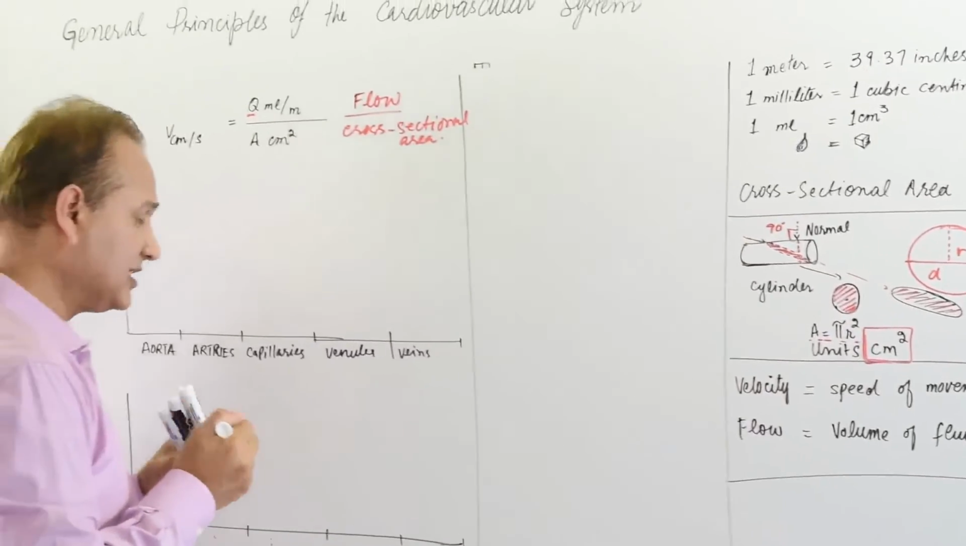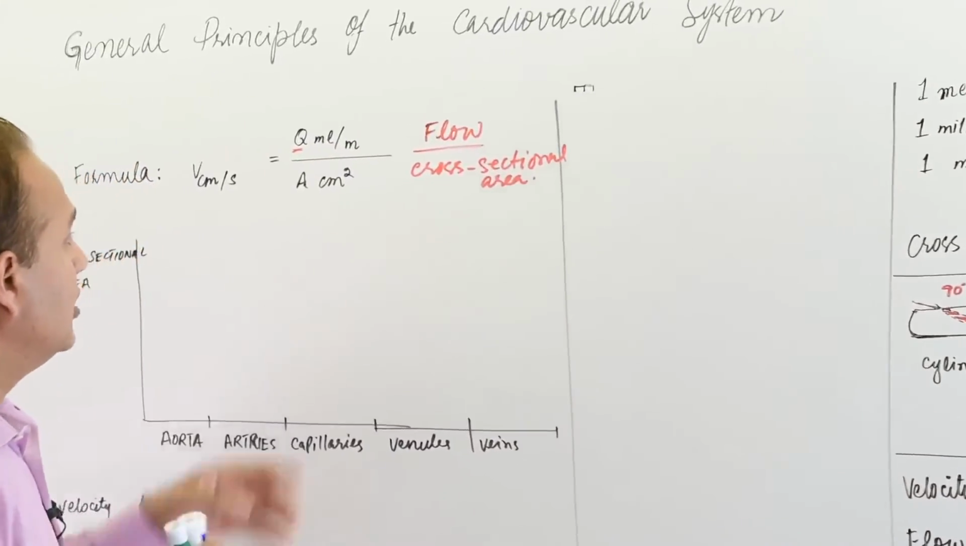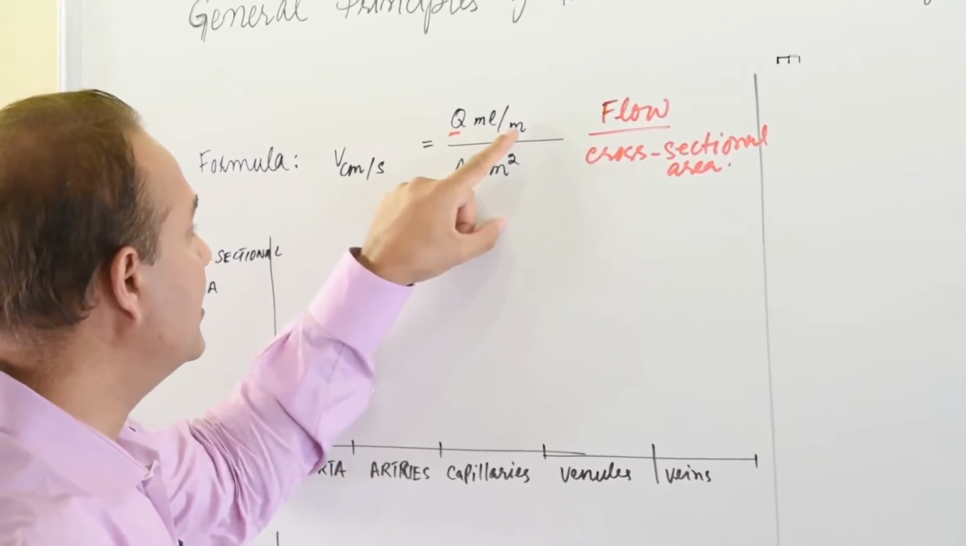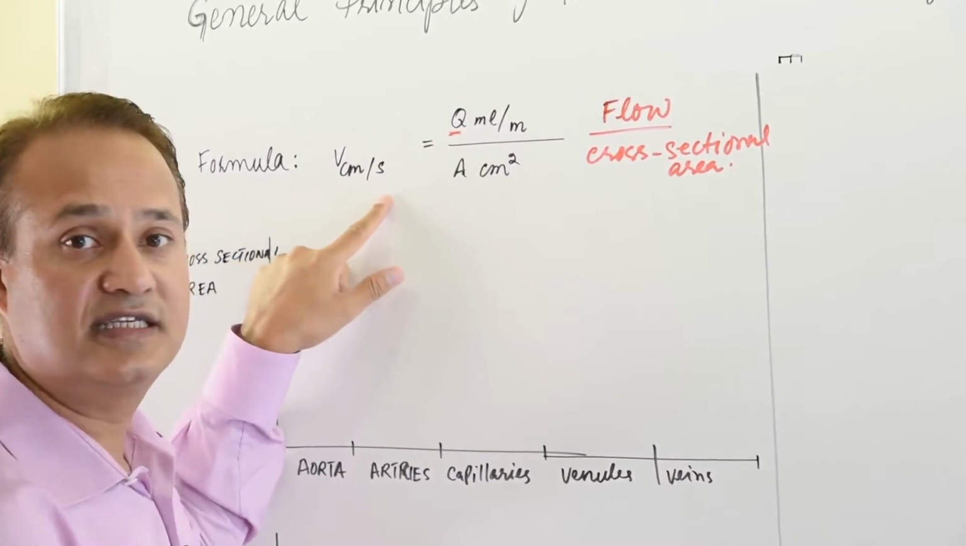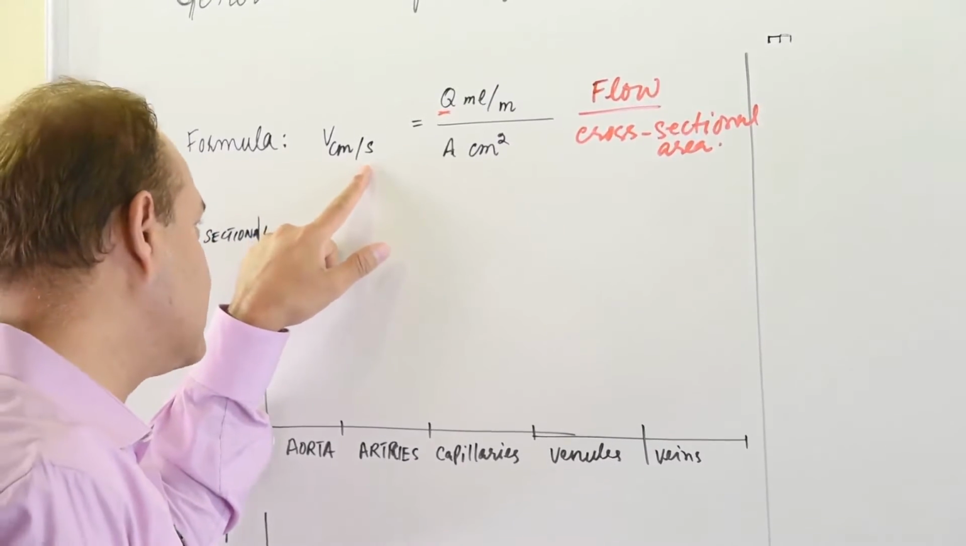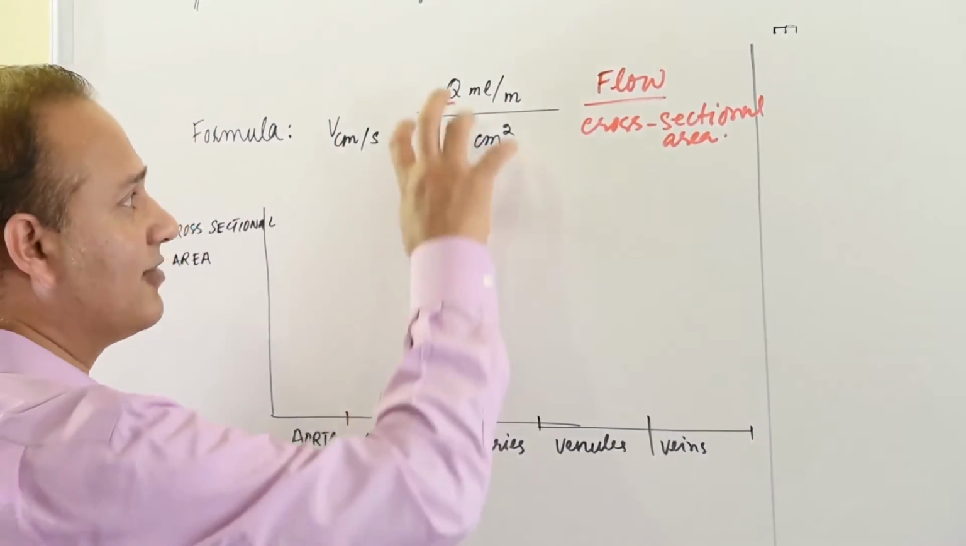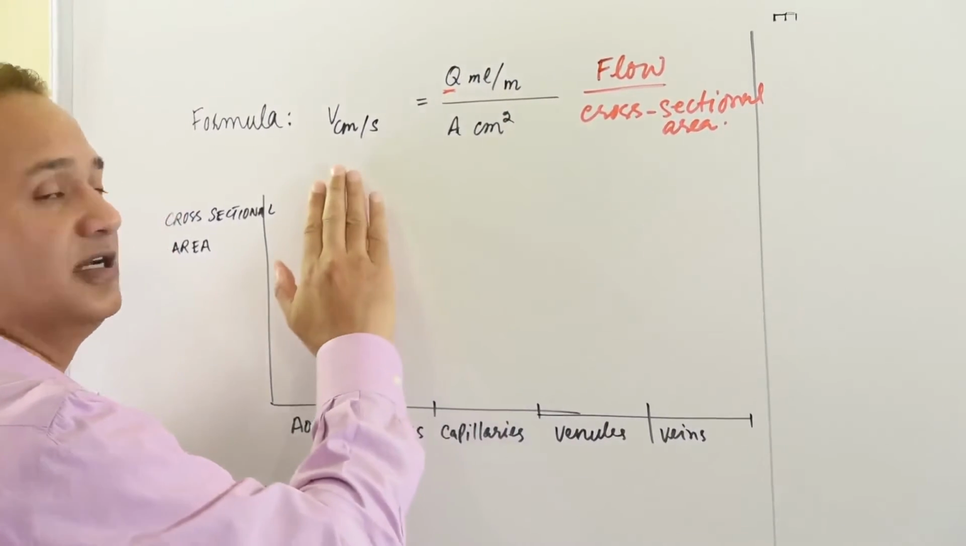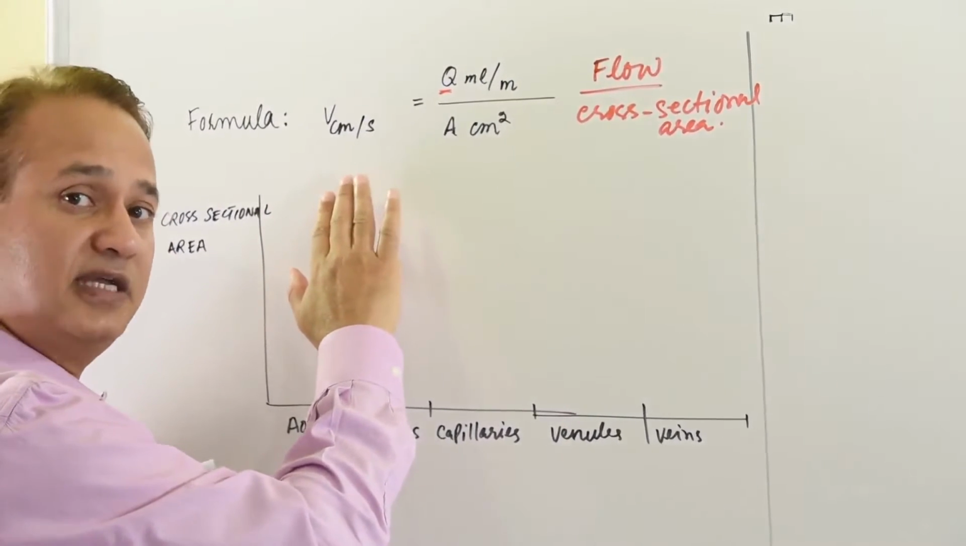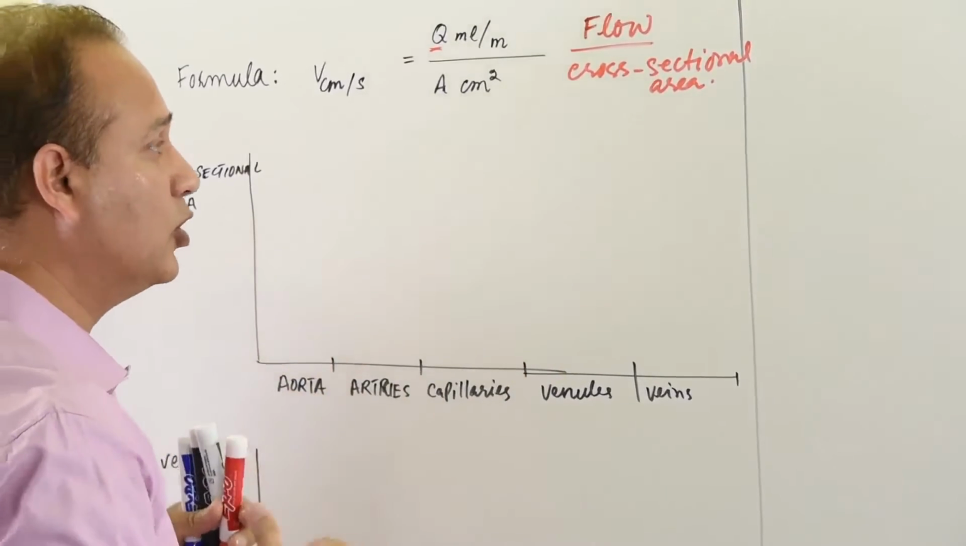Now here are a couple of things that we should understand. Look, flow is in minutes. Velocity is in seconds here. So either you make this minutes as well, or you make this seconds as well, or once you have calculated this, you convert it to seconds by dividing it by 60. So that is what we'll do over here.